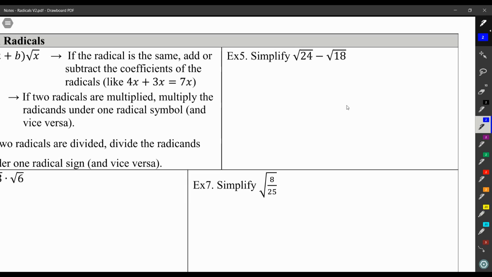So I want you to pause the video and use the process we talked about at the top of the notes and simplify the square root of 24 and simplify the square root of 18. Unpause the video and we will continue with how to subtract.